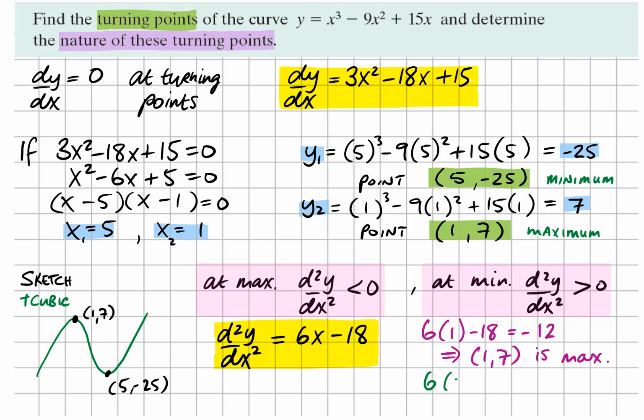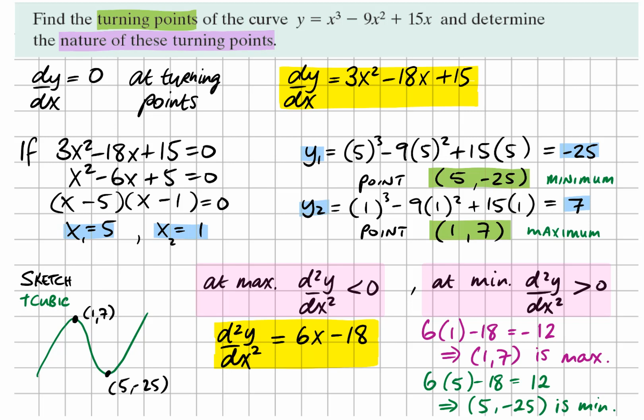And we do the same with our other x value. If we sub in 5, this time we see we get an output that's positive. So we have an output of 12. And since this is greater than 0, that means 5, negative 25 must be a minimum.